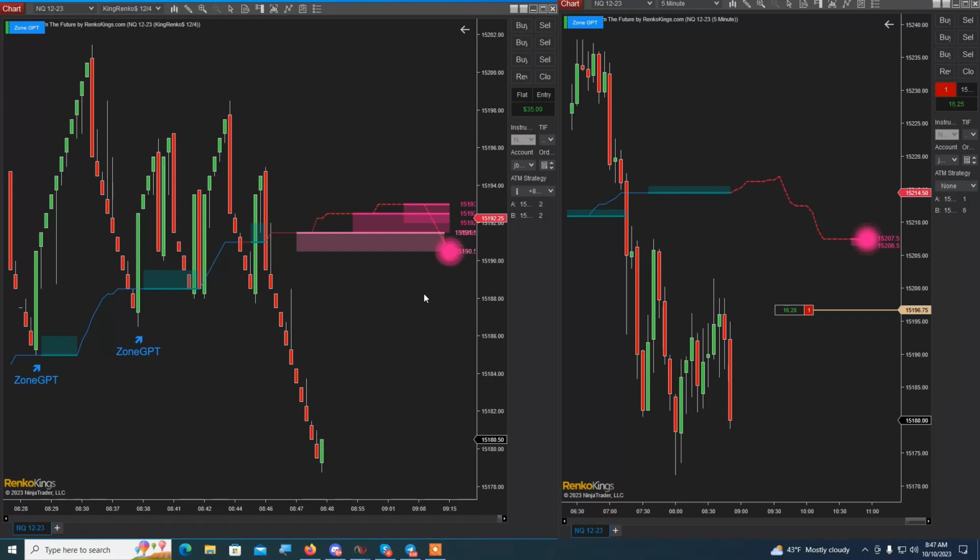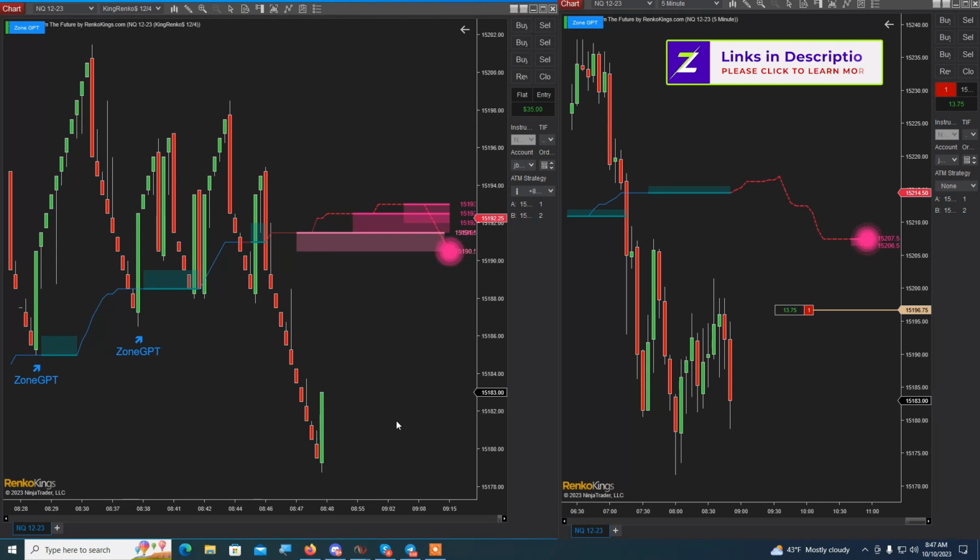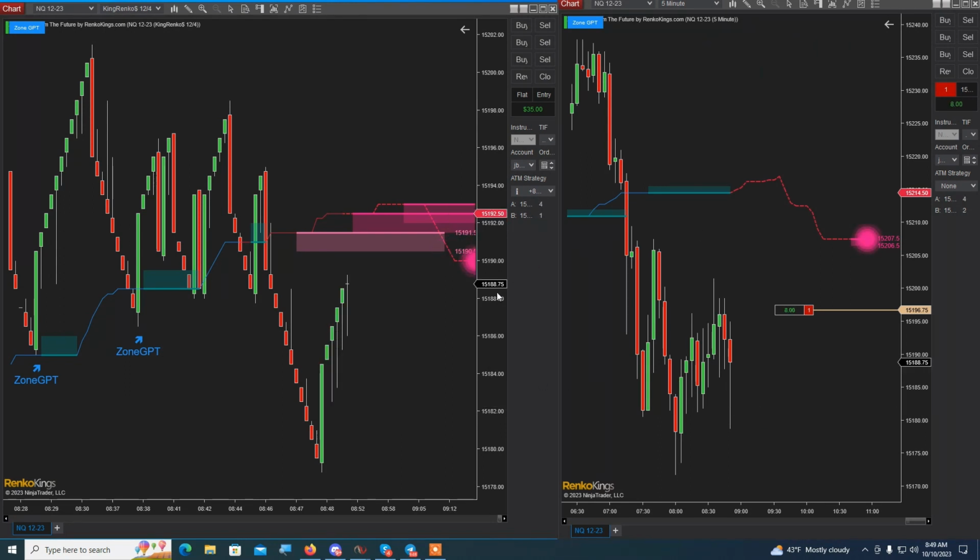Nice move lower. Now again, you saw this, right? ZoneGPT identified it much earlier. This move was forecasted by ZoneGPT, again keeping in mind the small time frame, way in advance. For this small time frame, this move is substantial, not for a 5-minute chart. That's a different story. So it looks like we have a test of a zone that ZoneGPT identified, created.